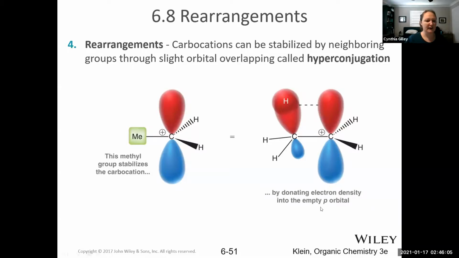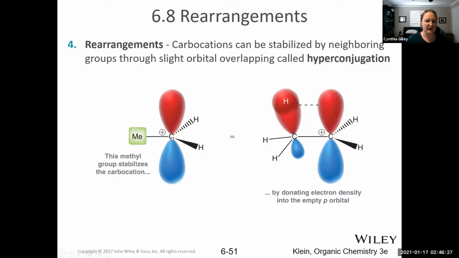First of all, let's look at a carbocation. Again, remember that a carbocation is a carbon with a full positive charge, and it has only 6 electrons around it, so it's very electron deficient. It does not have an octet. And it has an empty p orbital, right? So this is a p orbital with no electrons in it.